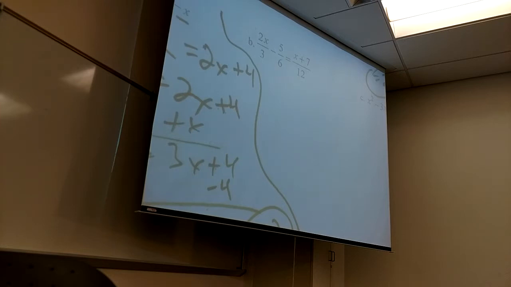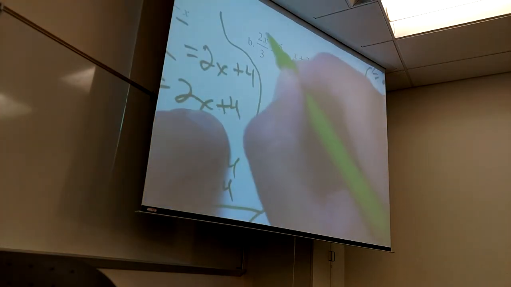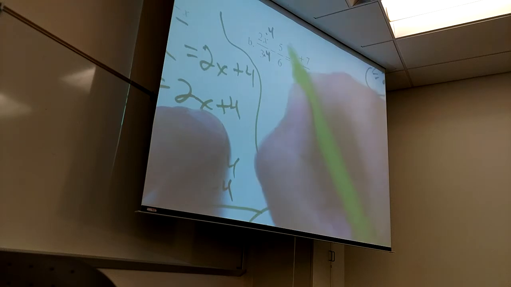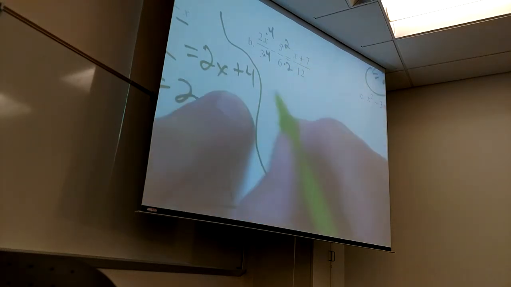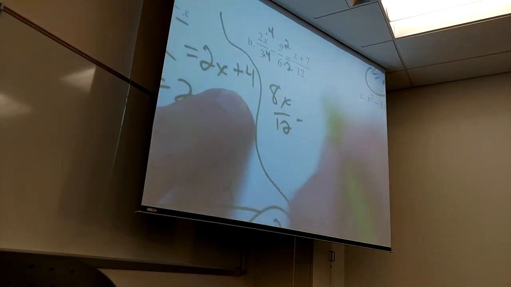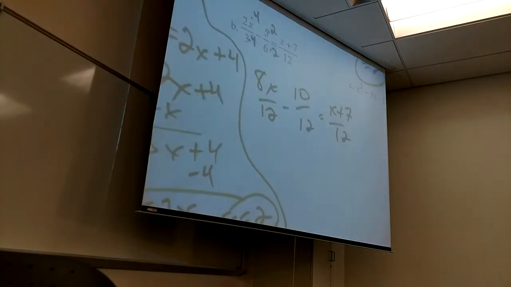So what do I do to this to make it 12 on the bottom? Multiply by 4. This guy, by 2. So I get 8x over 12 minus 10 over 12 equals x plus 7 over 12. And then everything's being divided by 12. So what do I do to both sides? Multiply by 12. All the 12s cancel. You guys see that?